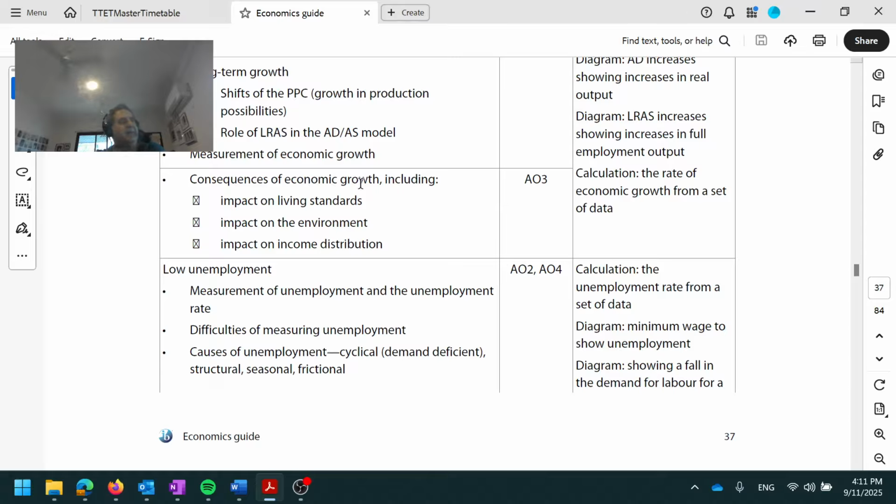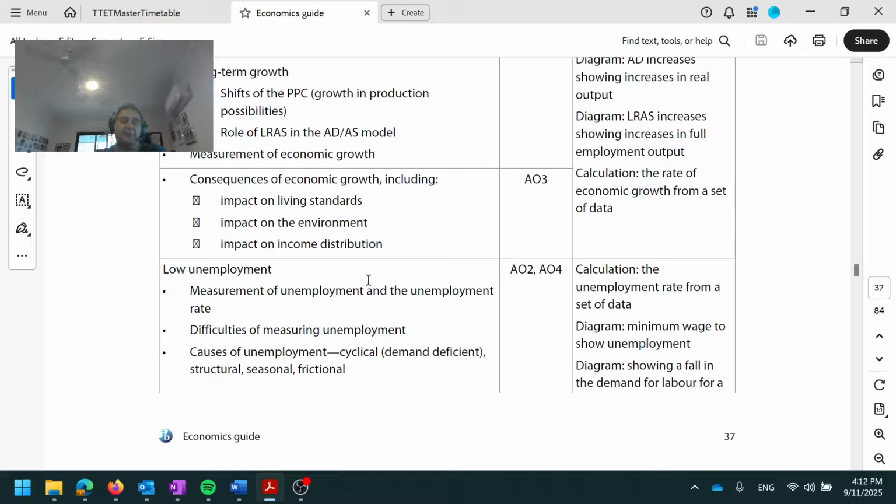It could have an impact on income distribution. So we know from the other day, sometimes growth is not inclusive. It doesn't necessarily lead to people being better off. Maybe a small group of people are made better off, but others miss out. So just those general limitations. Unemployment.